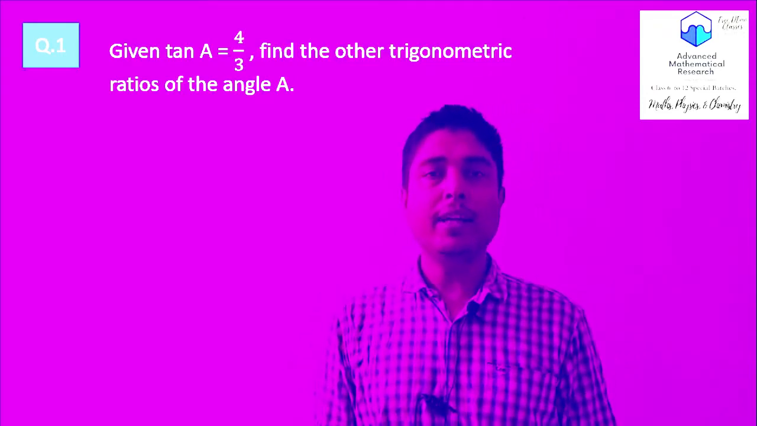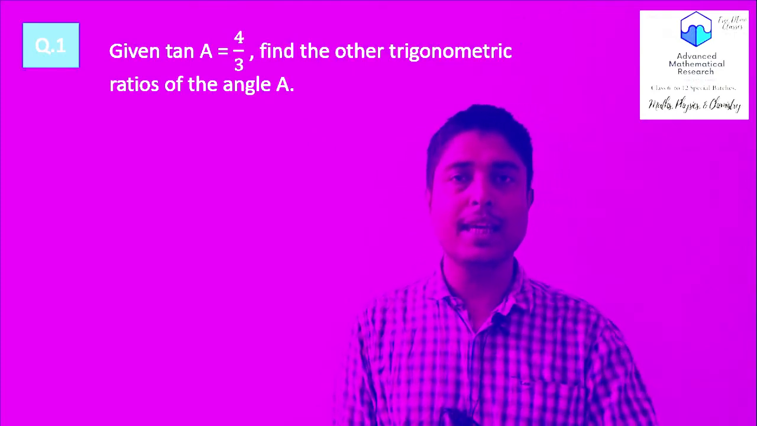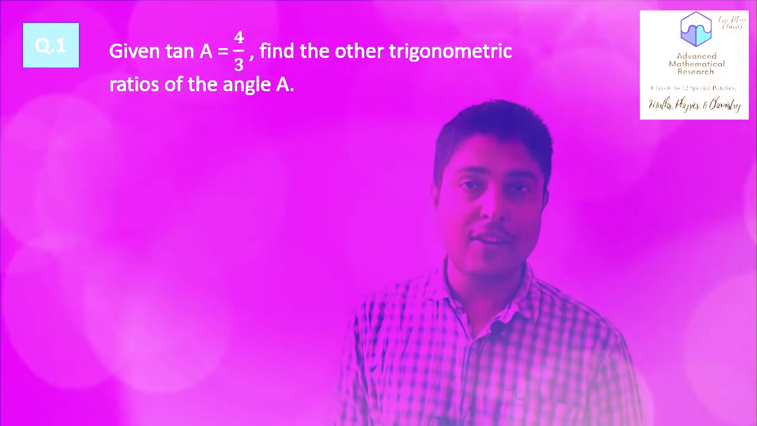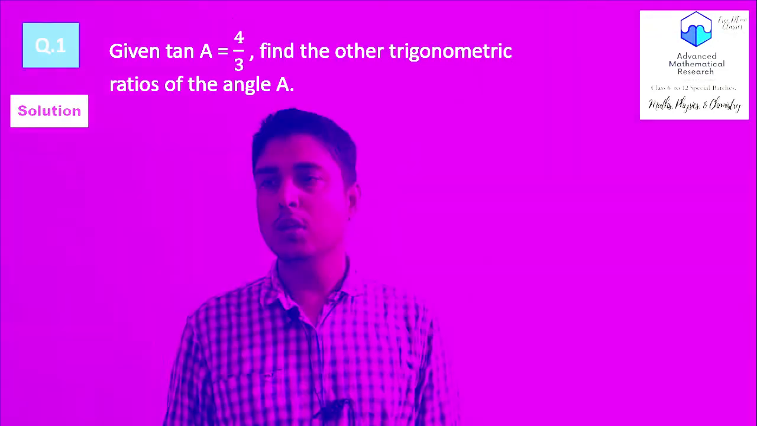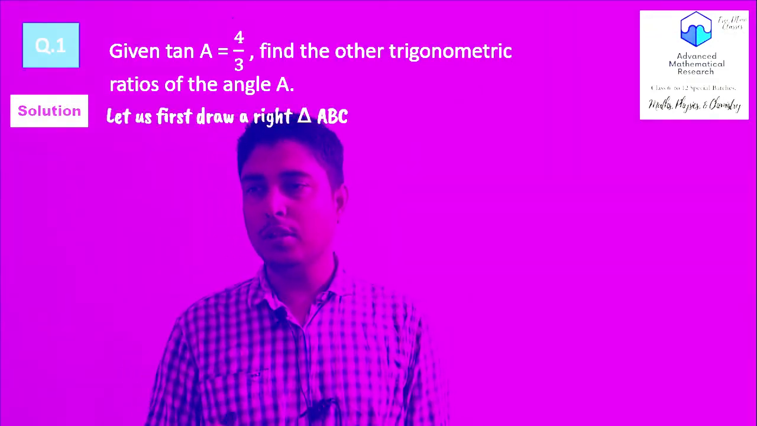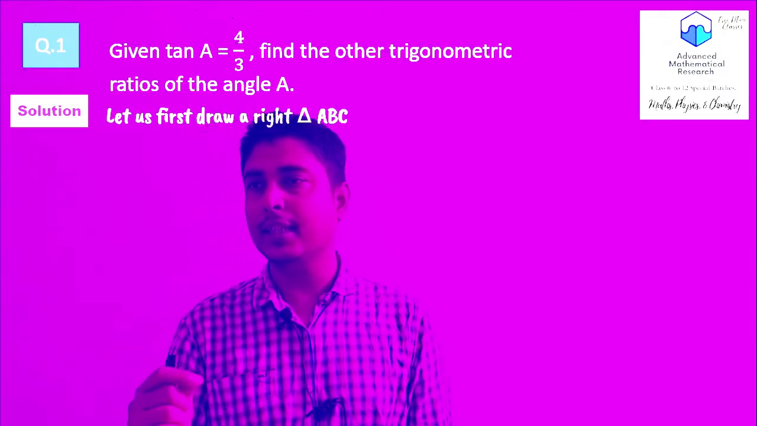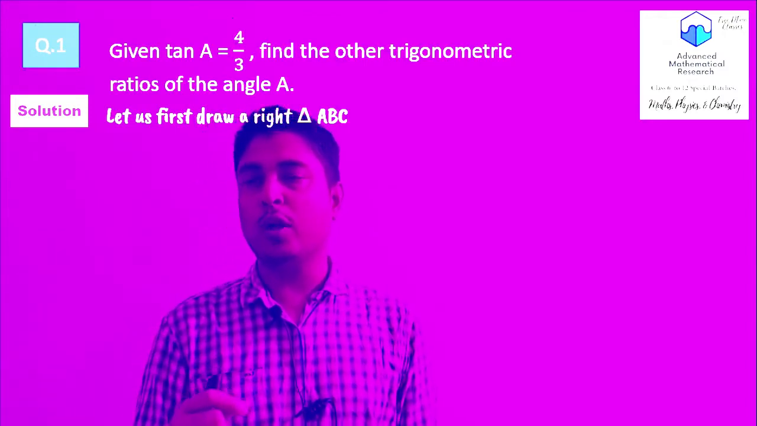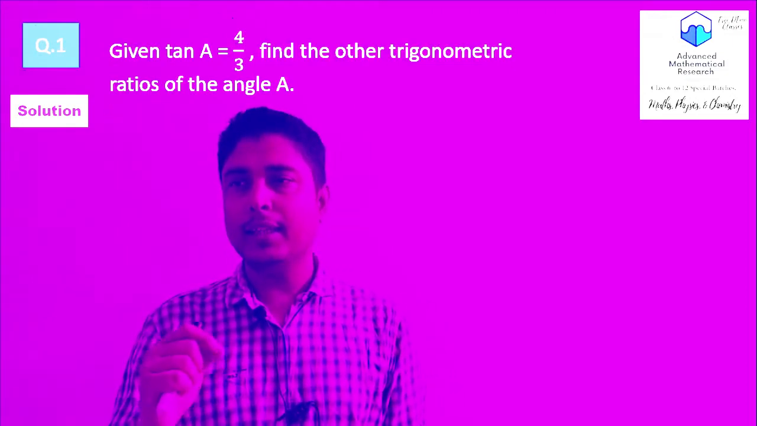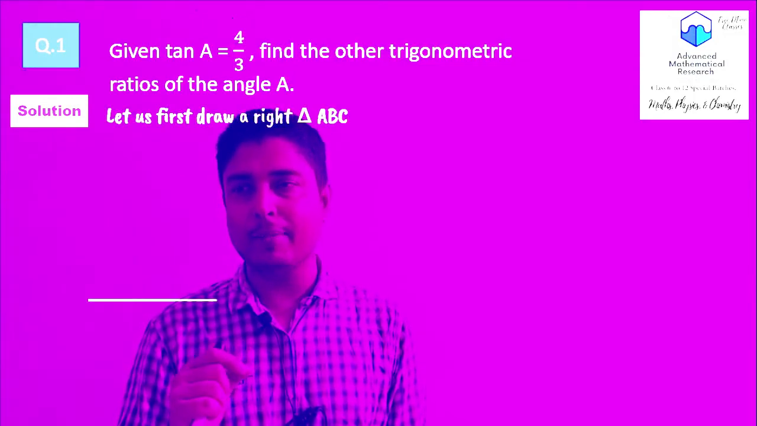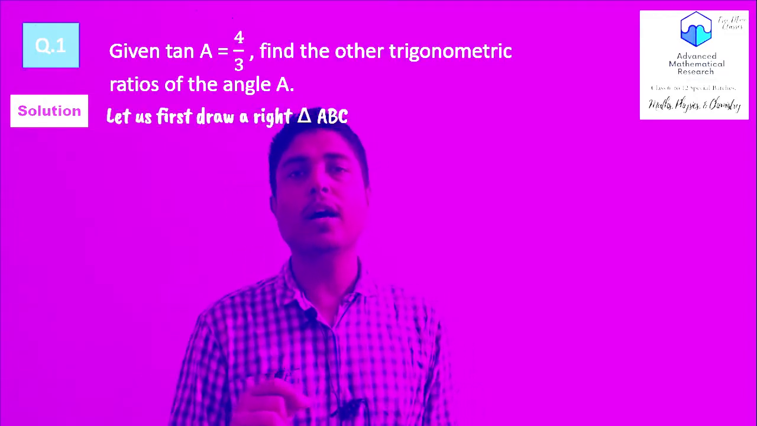Okay, now whenever tan of A will come, or sine of A, cos of A, secant of A, cosecant of A will come, then we only have to consider a right angle triangle. So first in the solution we will write the facts that have been given. It has been stated that tan of A is equal to 4 upon 3. So from here we can conclude that there must be a right angle triangle. So first we will try to draw a right angle triangle.